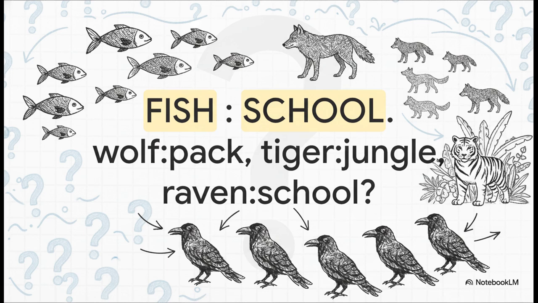Let's move right along to case file 002, the grouping match. Your prompt words this time are fish and school. The suspects are A, wolf and pack, B, tiger and jungle, and C, raven and school. Now, a passive reader is going to immediately jump at option C just because it contains the exact word school. They're relying on those visual vibes. Please do not be fooled by that trap.